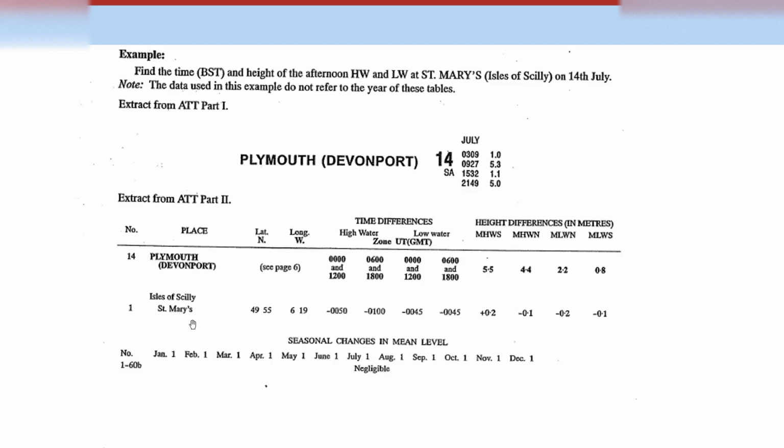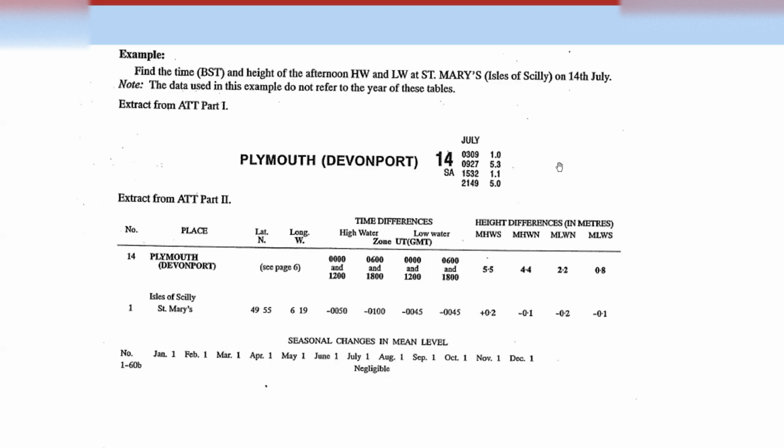So makita nyo itong hanapin nyo yung St. Mary's. So pag nakita nyo yung St. Mary's, then you can see also the standard port. So ang standard port niya is Plymouth. So sa Plymouth, you will go to the daily pages, which is part 1, and you can see this. Ito, July 14, ano?